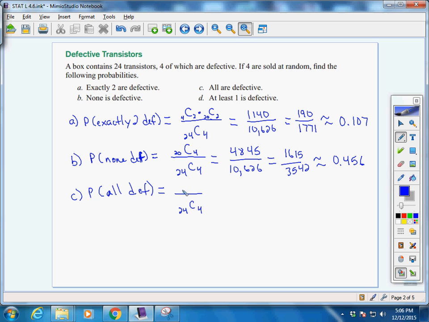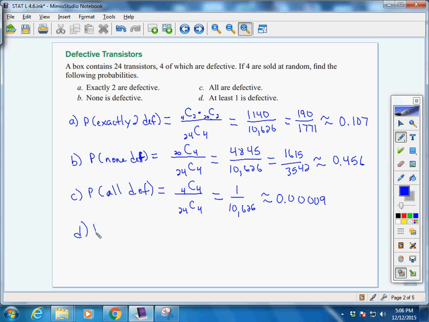Well, 4 of them are. And we want all of them to be 4. We're taking 4 defective out of the 4, which is just 1. If you think about it, there's just one way to grab all 4 of those defective ones. Over again 10,626, which is approximately equal to 0.00009. Very, very, very small chance that you're going to grab all 4 defective ones.